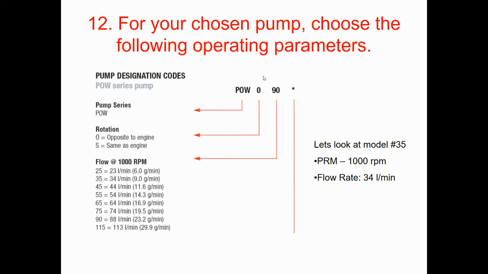And the 90 is going to tell you what the flow rate is at 1000 RPM. So the 90 obviously means 88 liters per minute at 1000 RPM. 25 means 23, 35 means 34, and so on. So you need to look at the model. And the motor I'm going to have is something about, I think, 85.